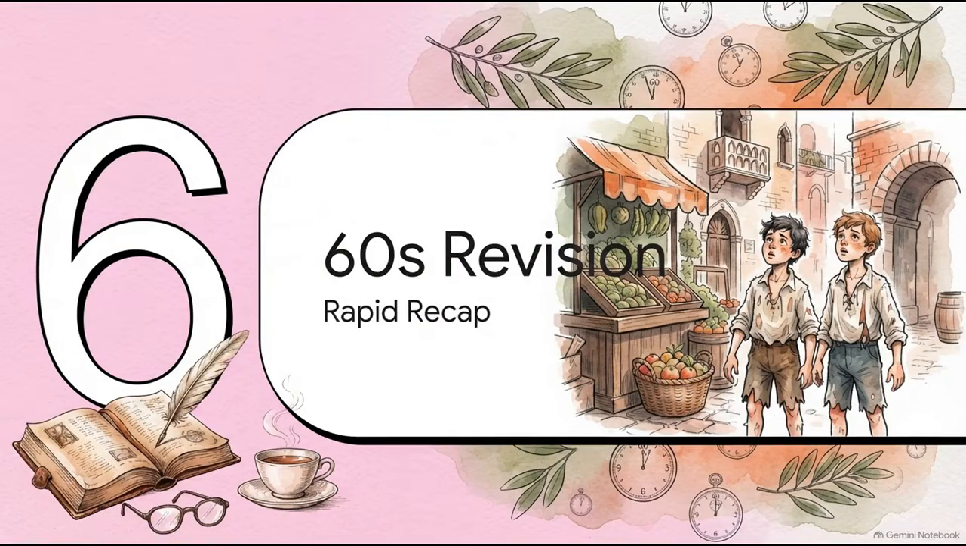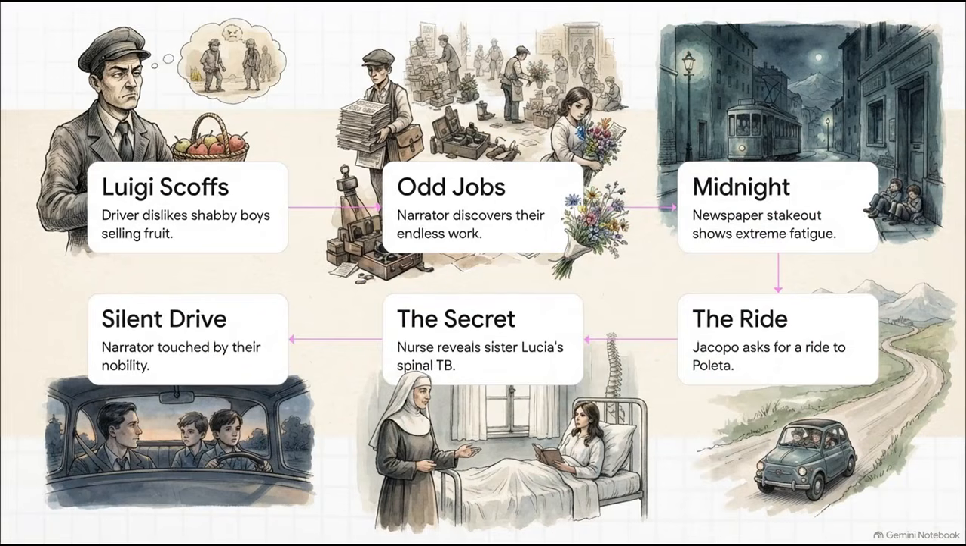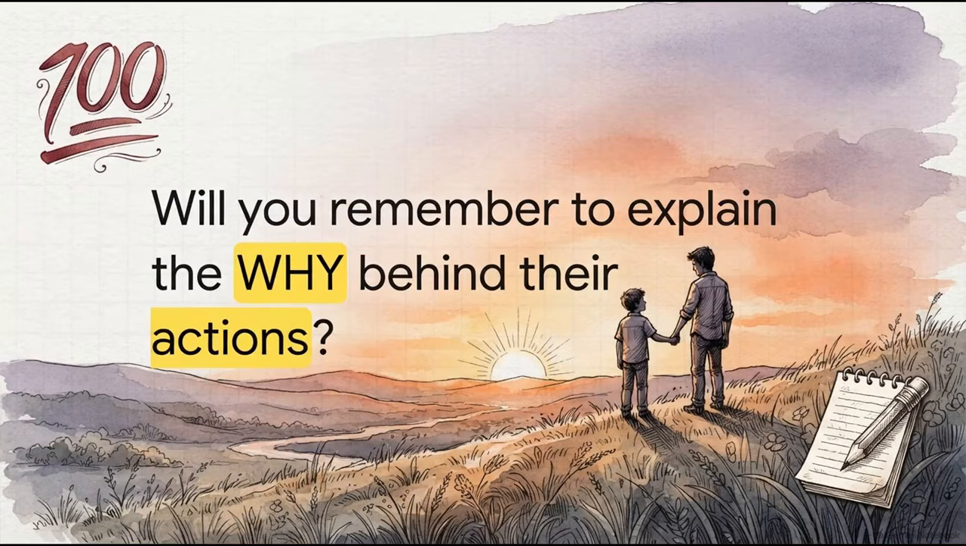Finally, Section 6. Rapid 60-second revision. I want you to take a mental screenshot of this slide right now. This 6-step journey is your absolute perfect chronological map for structuring any long-form essay answer on this chapter. Okay? It starts with judgment from Luigi, moves through the narrator discovering their endless, exhausting work, peaks with the emotional revelation of the hospital and Lucia's illness, and resolves perfectly with the narrator's silent, profound respect for their nobility. Got it? You now have the exact evidence and the analytical insights you need to absolutely crush this.